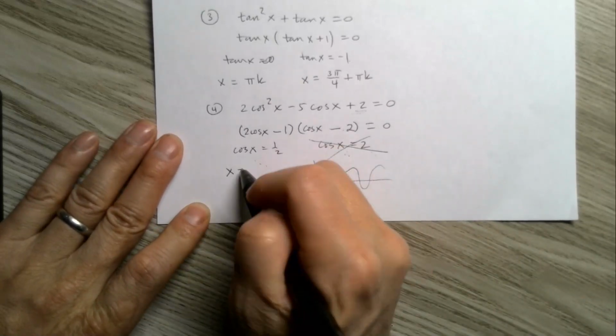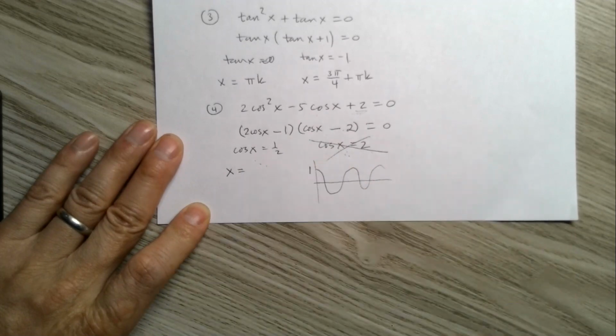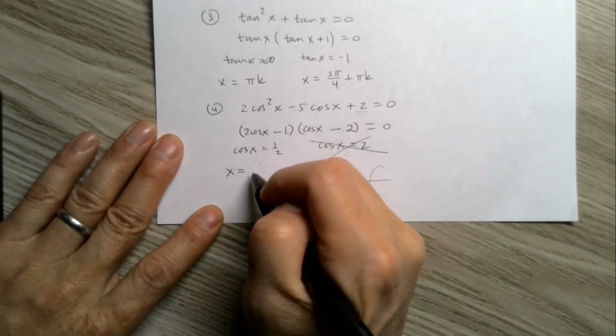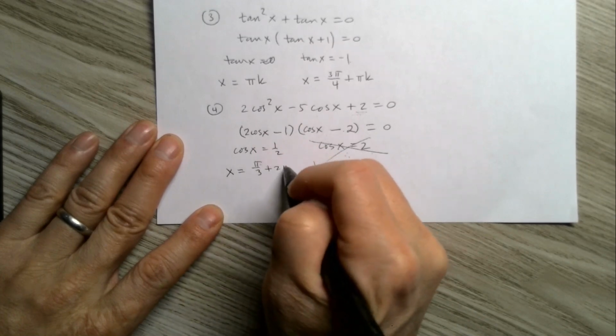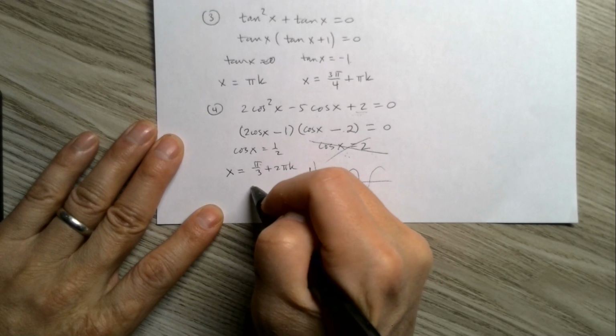So cosine of x is 1/2 at pi over 3 and 5 pi over 3.